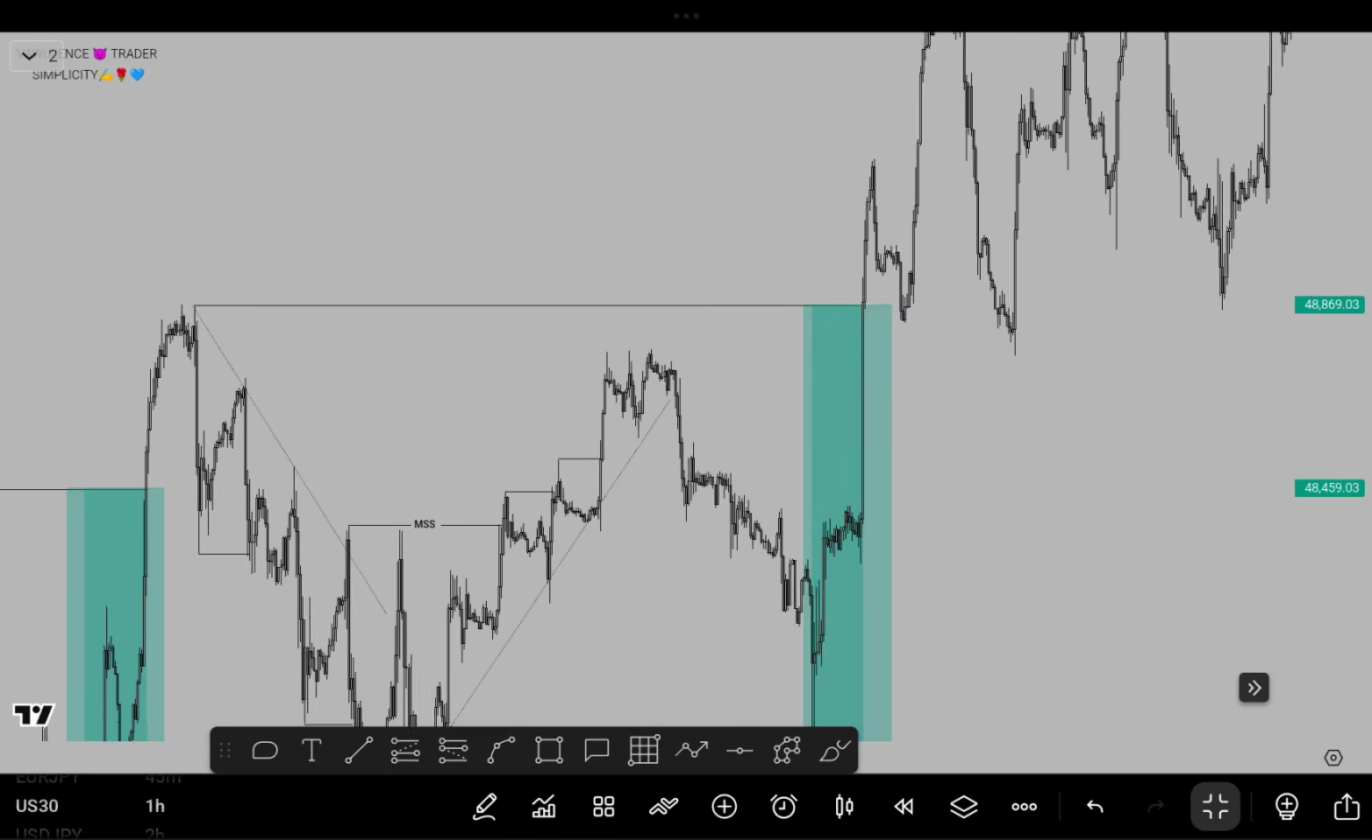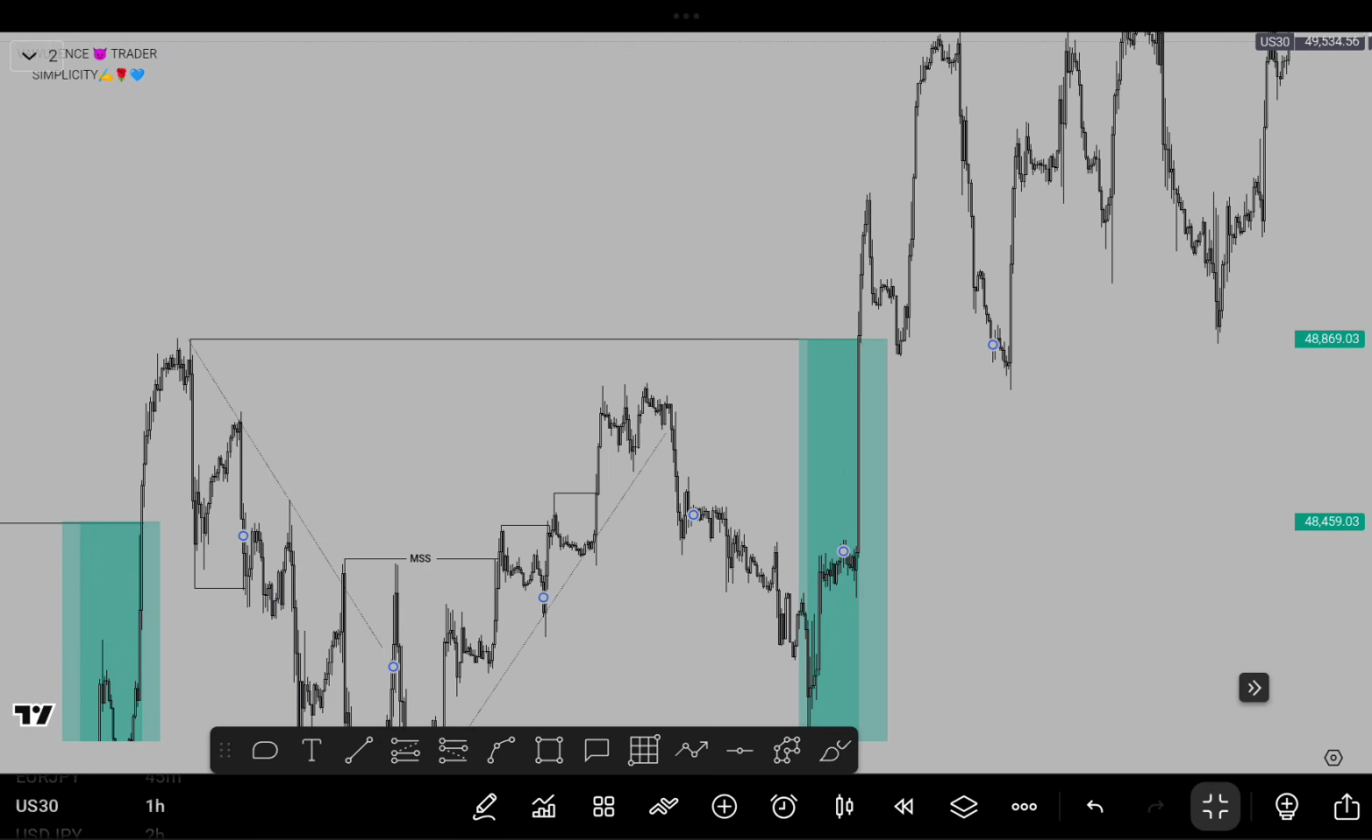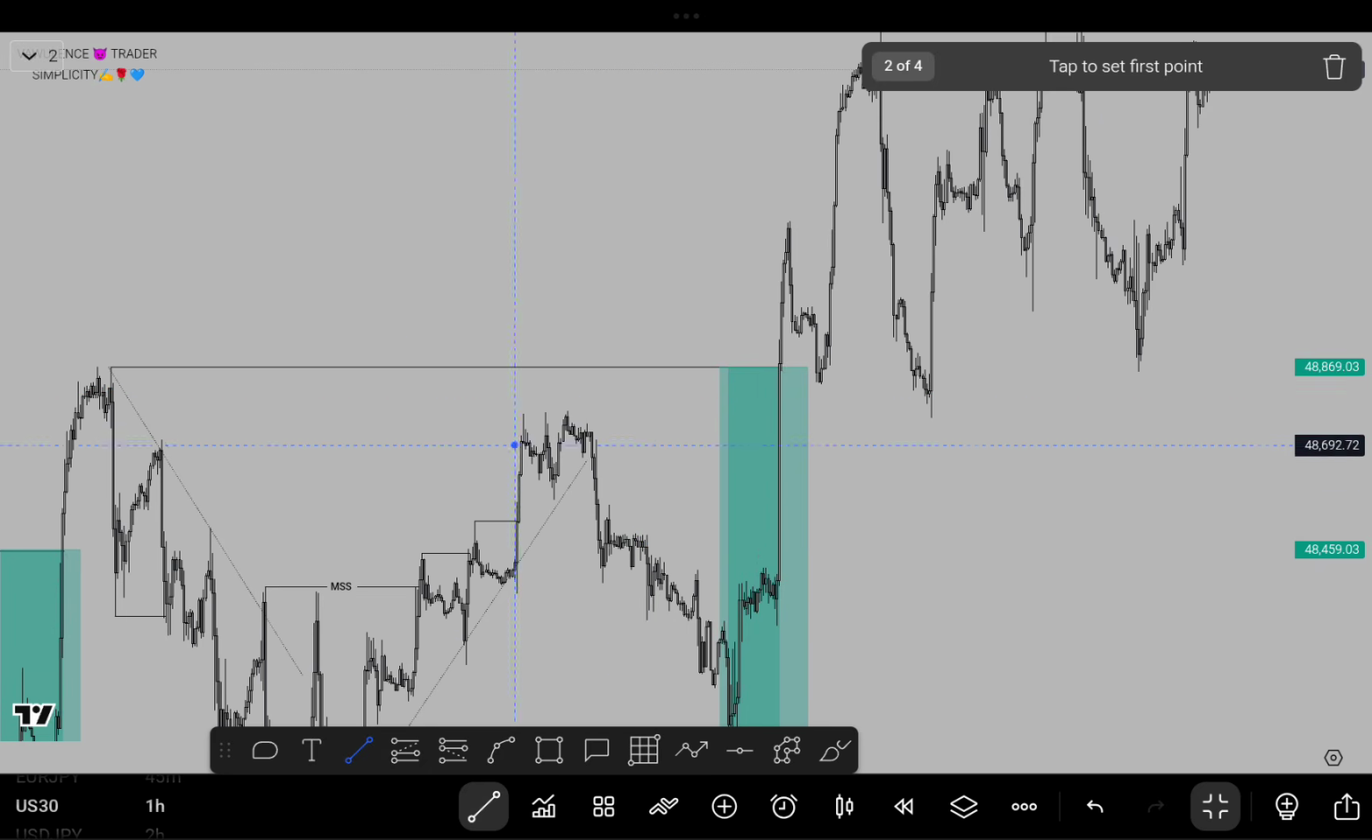You understand? So now moving on, you can see after price printed all this and hit TP, we now have another break of structure.